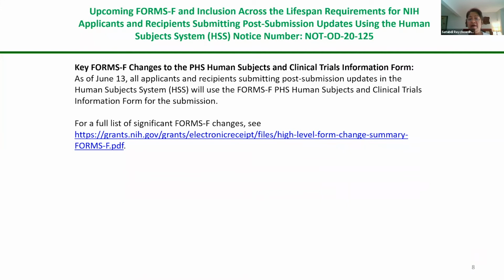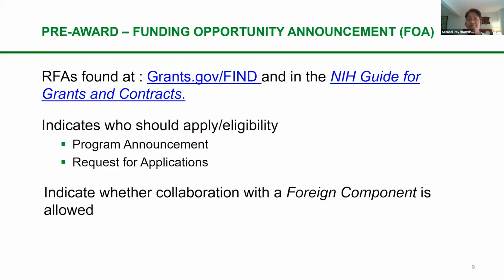Even after June 15th, when people are updating the human subjects information, they also will have to use the Form F set. So if anybody has already submitted the application packages with Form E before May 25th, they also will have to use Form F for updating information of human subjects and clinical trial information. So Form F is the form that needs to be used from now onwards.